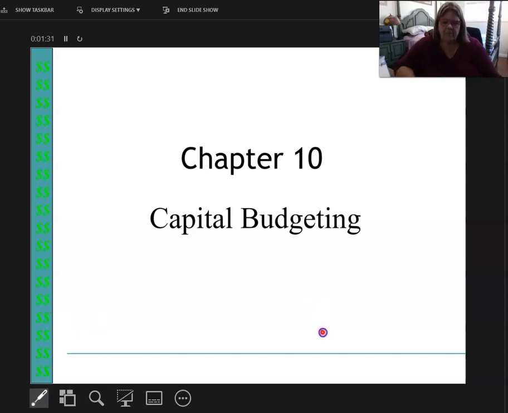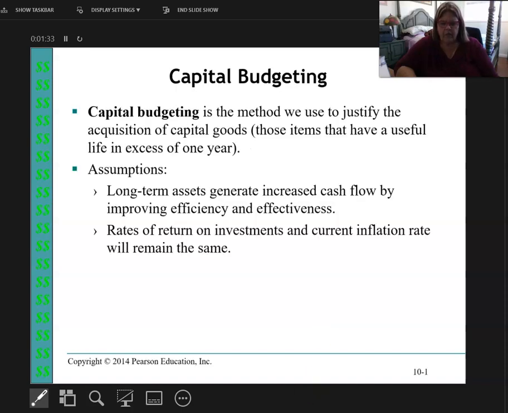So Chapter 10 is about capital budgeting. And when we talk about capital budgeting, we're talking about how we buy what we call capital goods. Capital goods are assets. These are things that have useful life in excess of 1 year. So we would be talking about buildings, equipment, machinery.